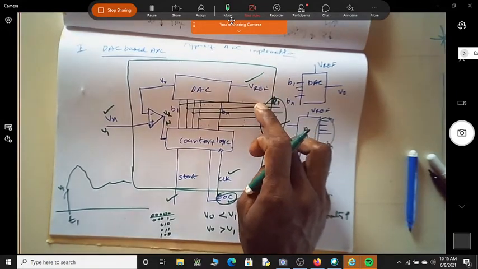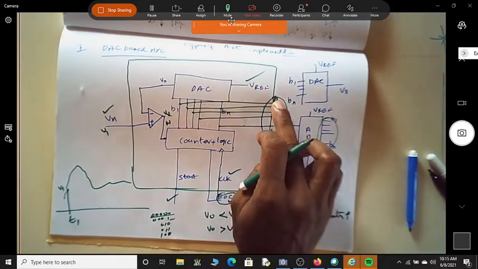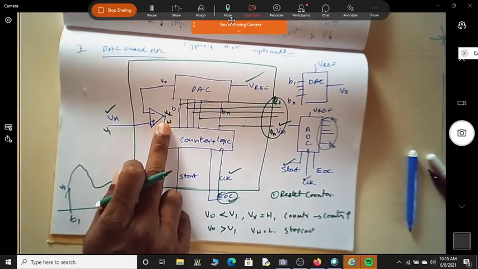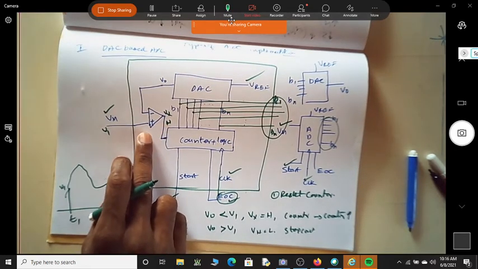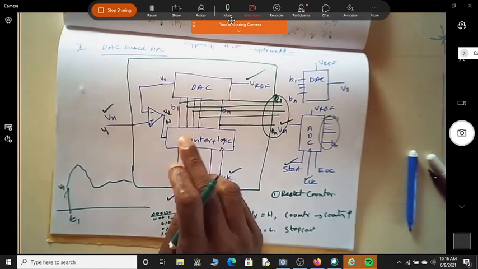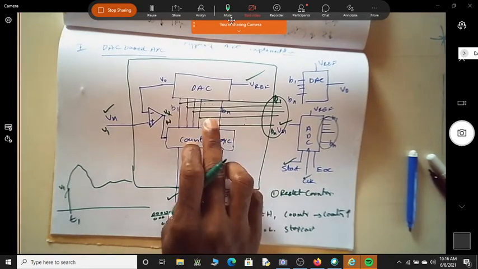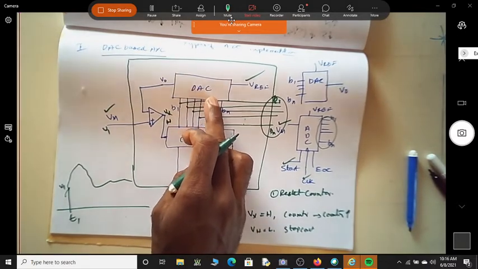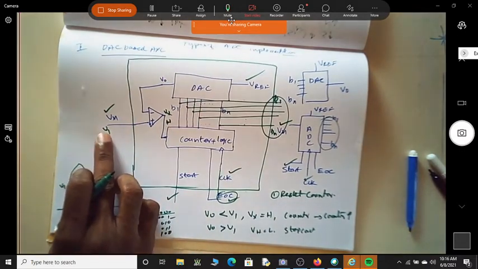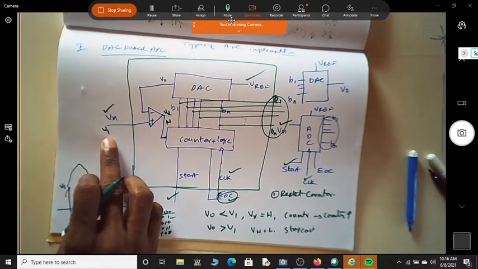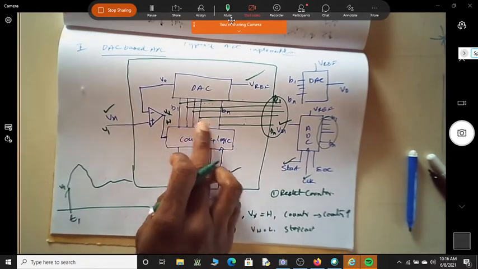So what will be the output of this now? Is it not the counter value just before this went low? So as long as this Vx is high, the counter will keep counting up by 1 bit. Once this becomes low, it means that the binary input has reached an equivalent value close to the input voltage. Correct? So once the Vx value becomes low, this counter will stop.